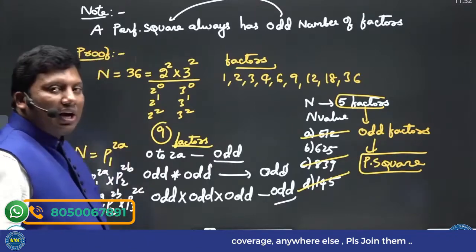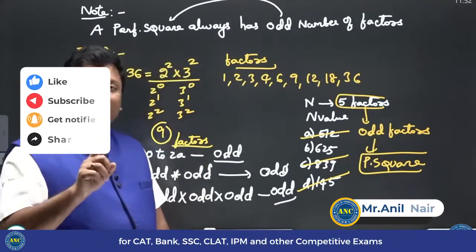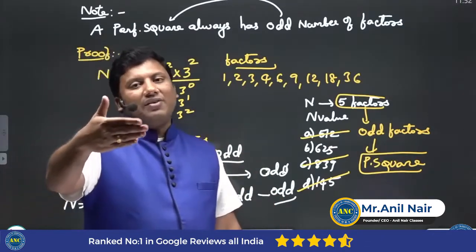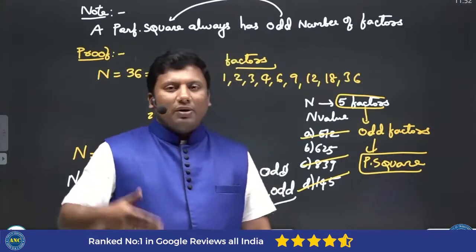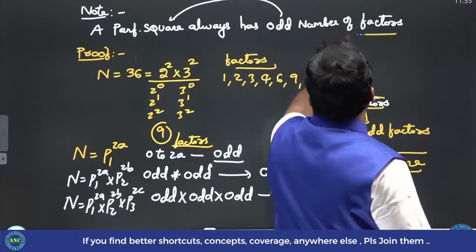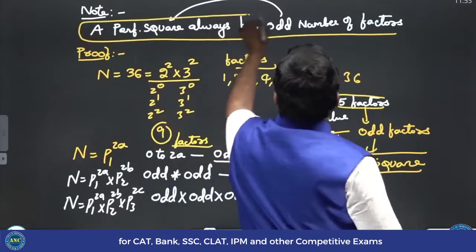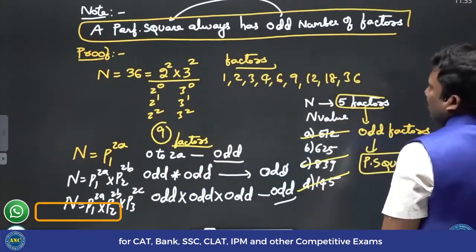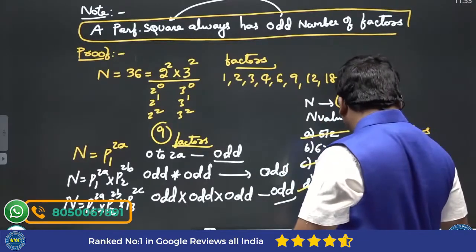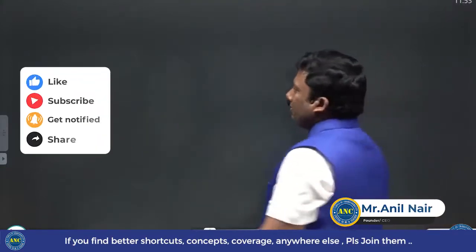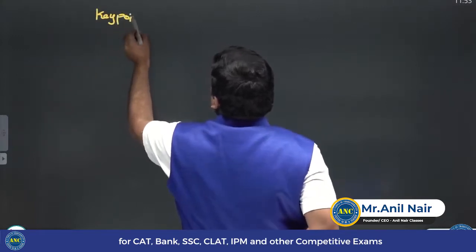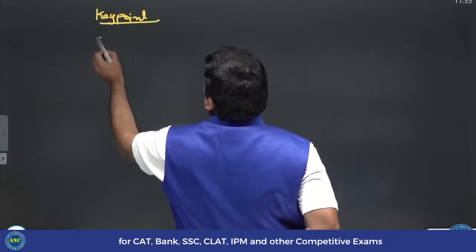Very, very important concept. A perfect square's power will be an even number. When you are determining the number of factors, the power is an even number. 0 to even number will be odd. Very, very important concept, sir. A perfect square always has an odd number of factors. That is the first concept. Second one, listen carefully, sir. Key point 2. Based upon these 2 key points, let us solve a problem.